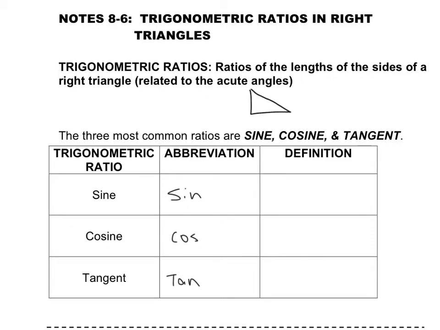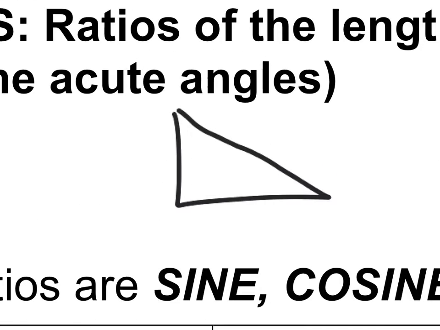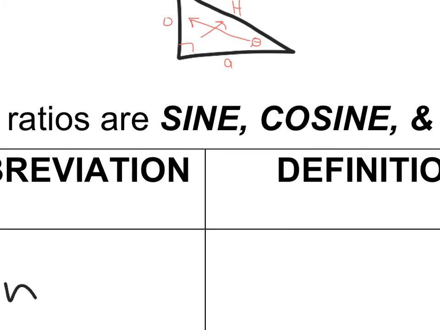So if I have a triangle right here, and I'm going to zoom in, it's a right triangle, and say I have this angle theta, okay? Well, I can relate the sides to that angle, meaning I have the hypotenuse, which is always across from the 90. The side across from the angle is our opposite side, and the side that's next to our angle is the adjacent side. So we're going to use those sides to create some ratios.